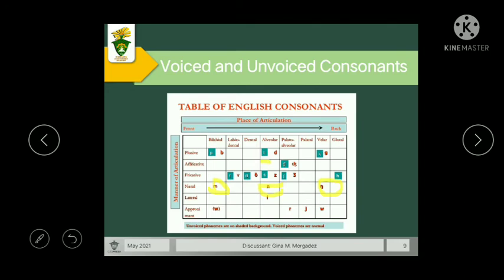Three of the plosives are voiceless. How do we identify if a consonant or phoneme is voiceless or voiced? Here, it is given that the shaded background of a phoneme means it is unvoiced, while the normal one is voiced.